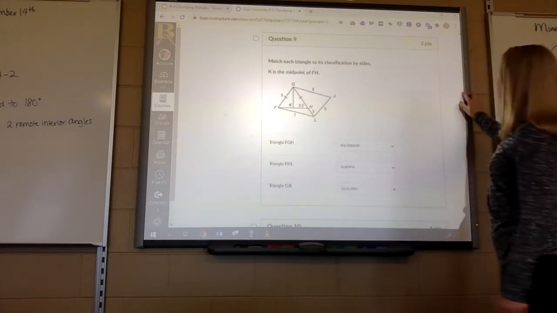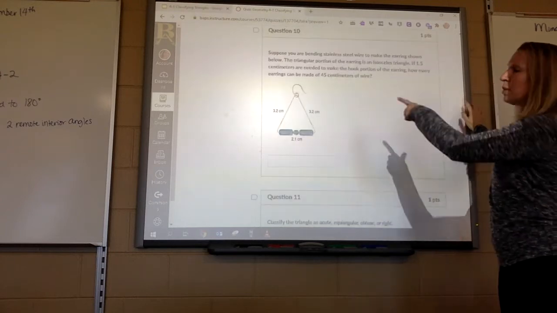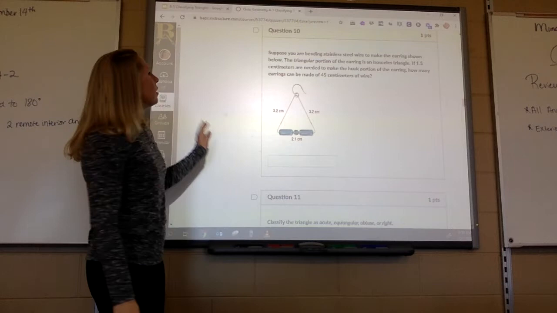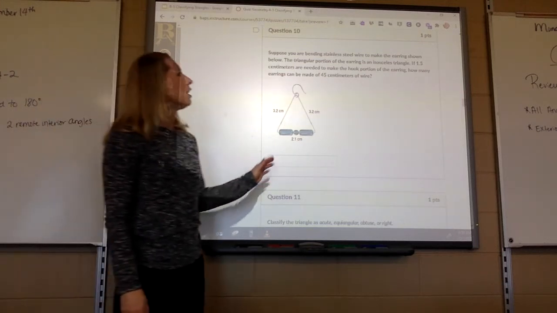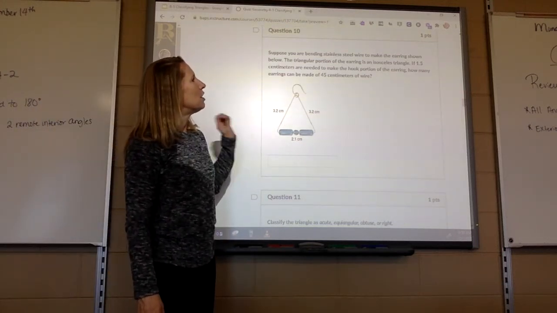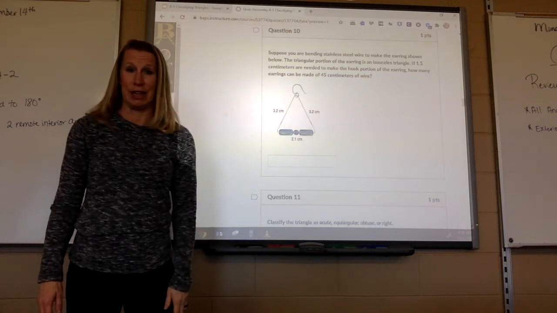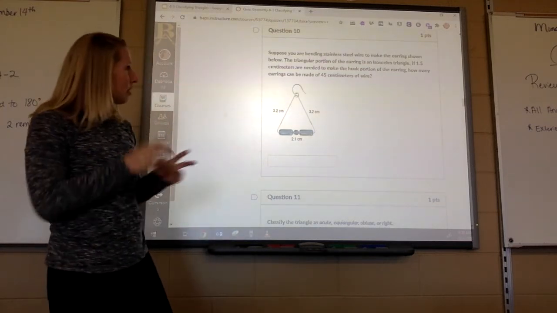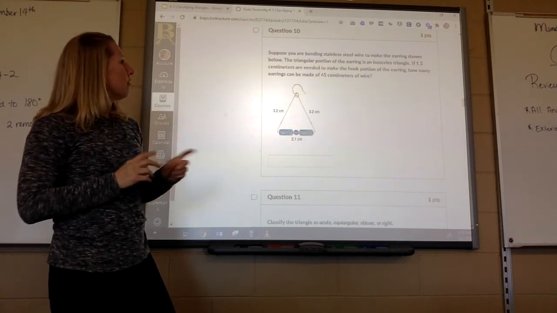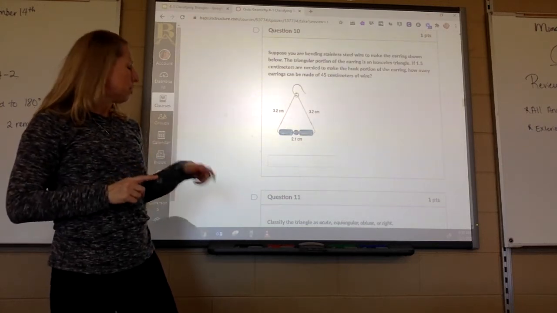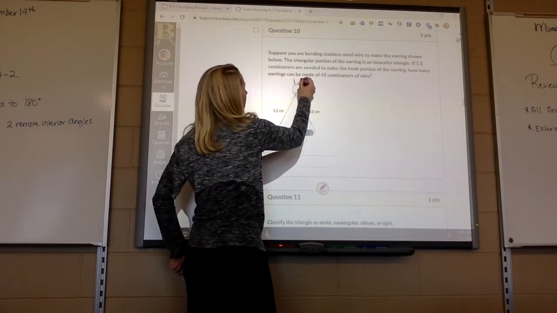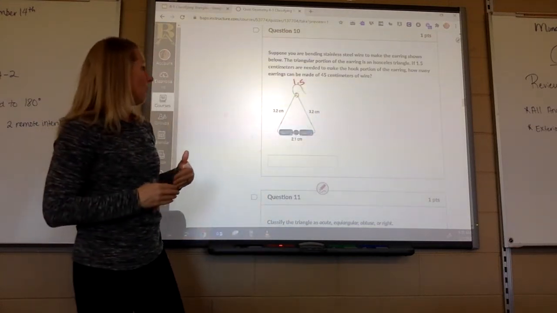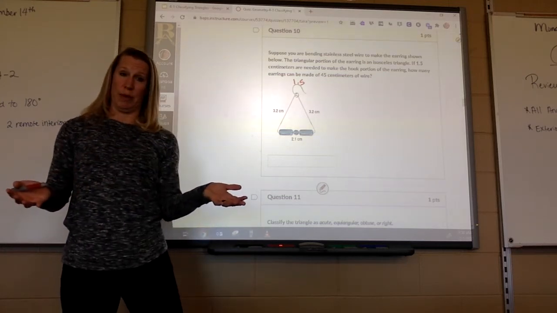All right. Every year I have people struggle with number 10, so let's go ahead and do number 10 together. So on number 10, it says, supposing you are building stainless steel wire to make an earring. That's a pretty ugly earring, isn't it? So I don't think I would wear it. Anyway, it says if 1.5 centimeters are needed to make the hook, so the hook is 1.5, and you have 45 centimeters of wire, how many earrings could we make?